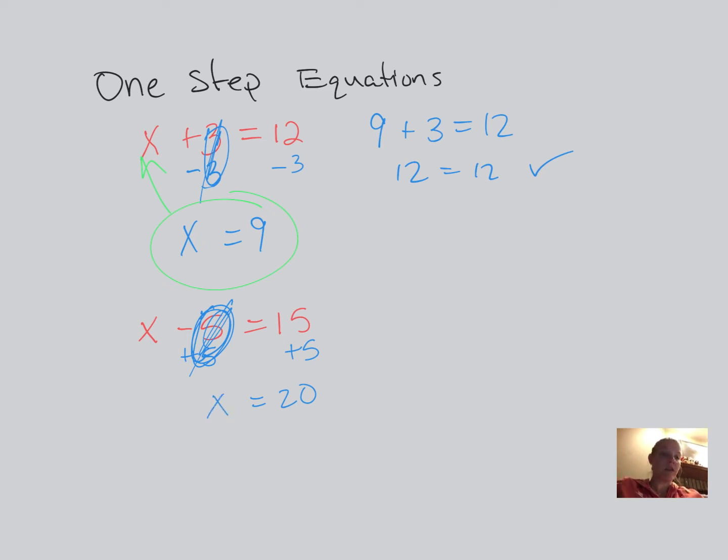And again, I can plug it in. 20, I'm replacing the x with 20, minus 5. Is that really equal to 15? Well, 20 minus 5 is 15, equal to 15. And it is. We know we've got the correct answer.